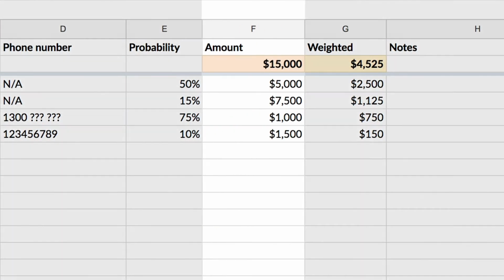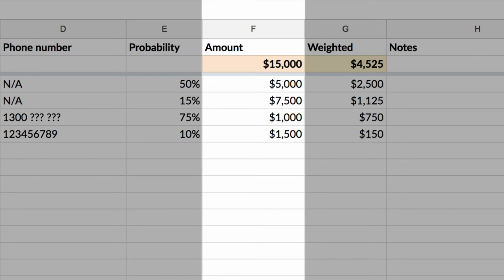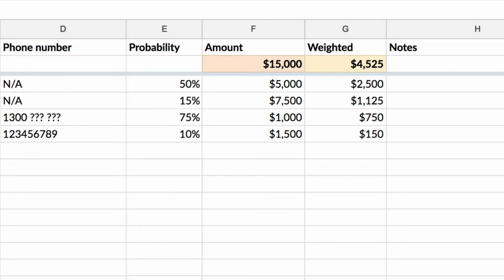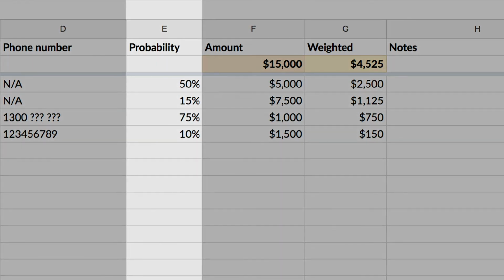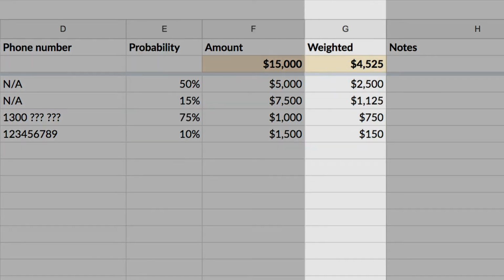The amount column is your estimate of how much you think they could buy from you. The better evidence is if you can actually ask them what they would actually buy from you. So that's the best data you can put in that column. When you multiply the probability times the amount, that gives you the weighted probability.